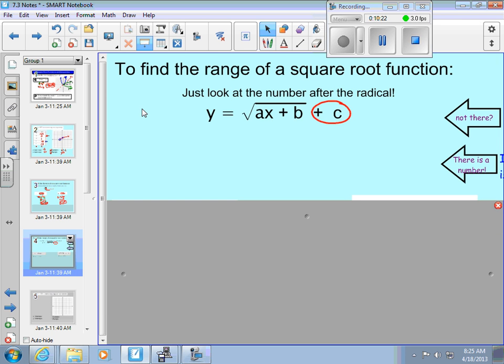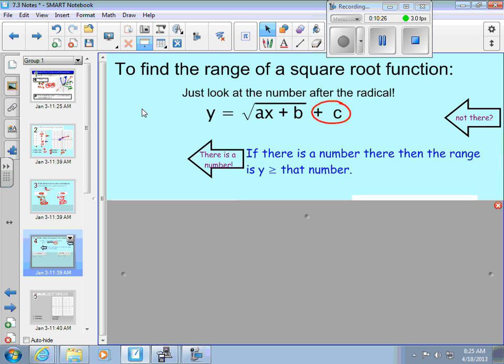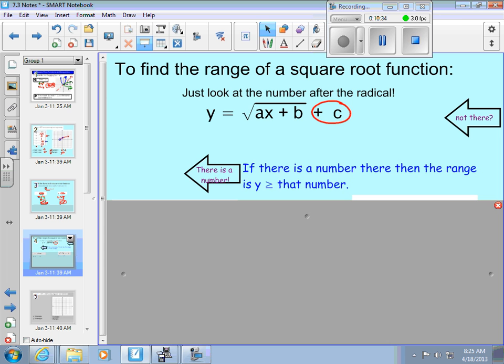So when there's a number there, then it's just that y is going to be greater than or equal to whatever that number is. Doesn't matter what the c number is, that's what your range is going to be. So in this case, our range is going to be y is greater than or equal to whatever this number c happened to be. If it's 5, it's y is greater than or equal to 5. If it's 10, it's y is greater than or equal to 10.